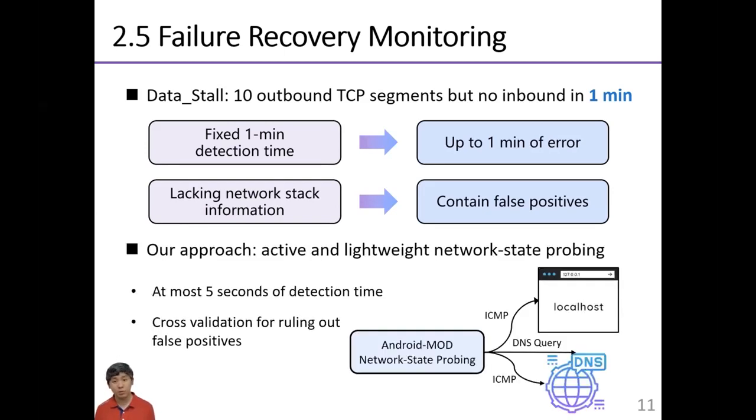To address these issues, we devised a network state probing component that examines both the local network stack and the internet connectivity by sending probe messages, and then cross-validates the probing results to rule out false positives. Consequently, both our detection time and the incurred error are at most 5 seconds.